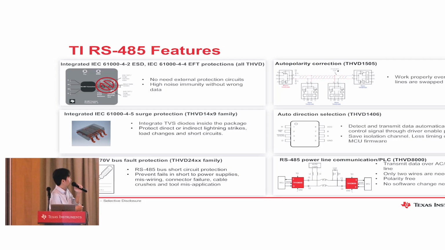This kind of device has high noise immunity without any wrong data transmission. We also have auto polarity correction devices. So in the case where the transmission lines A and B are swapped for any reason, the device can still automatically transmit the data in the right order.